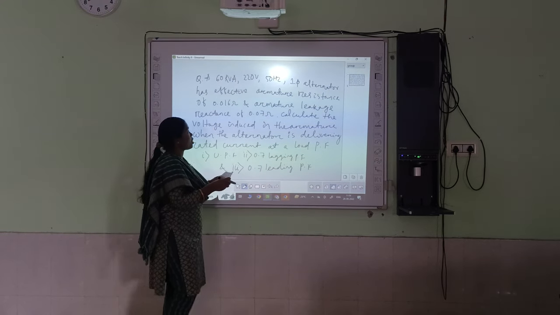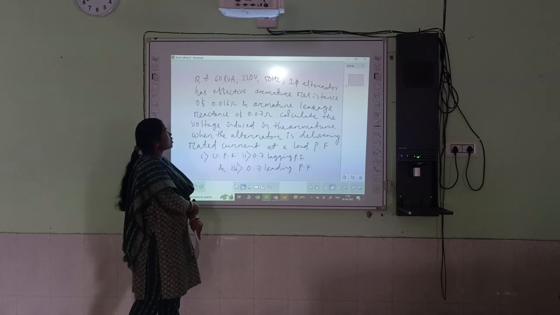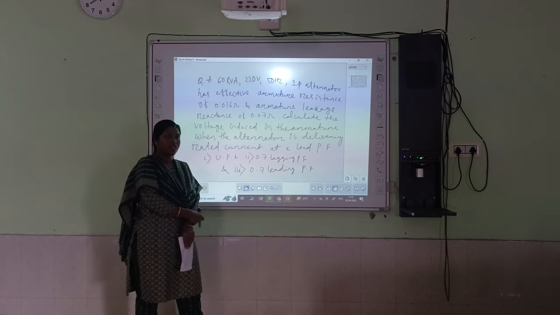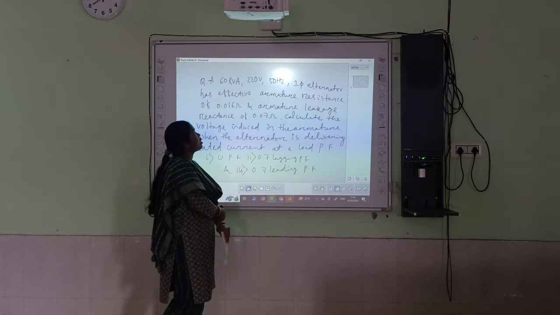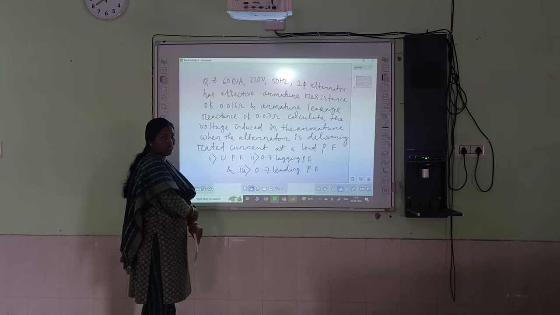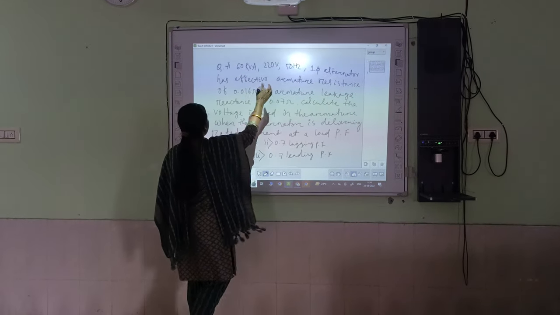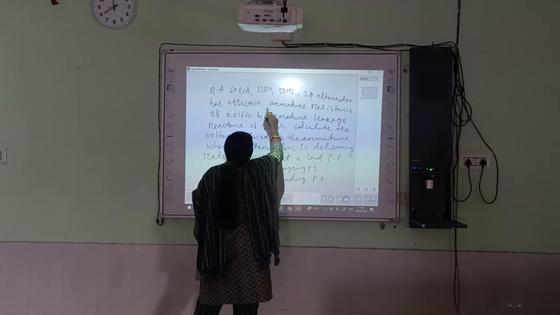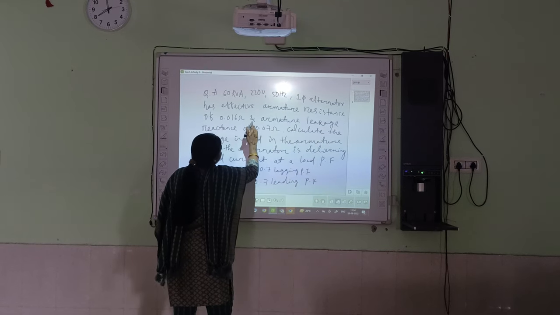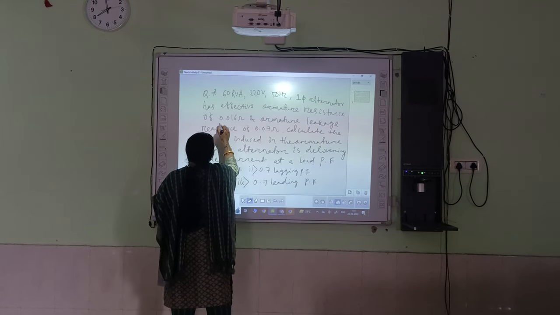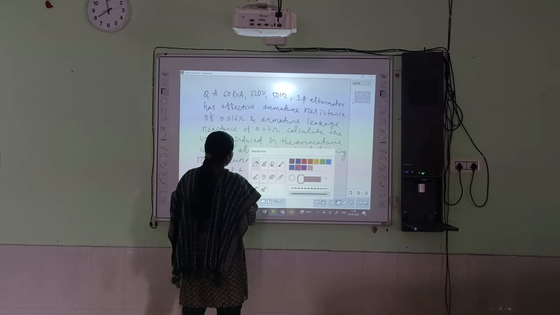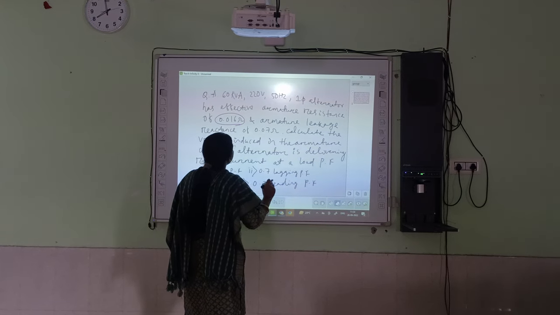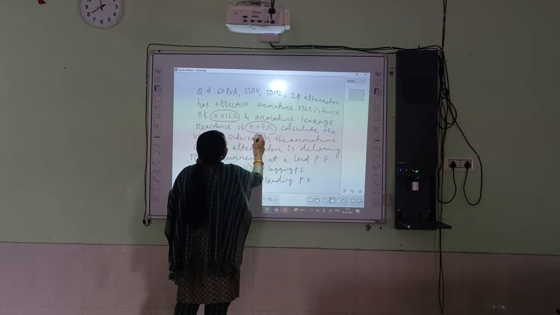Today we will solve numerical problems, one from a single phase alternator and another from an induction motor. First, let me write the question of the alternator. The question is, a 60 kVA, 220 volt, 50 hertz single phase alternator has effective armature resistance of 0.16 ohm and armature leakage reactance of 0.07 ohm.